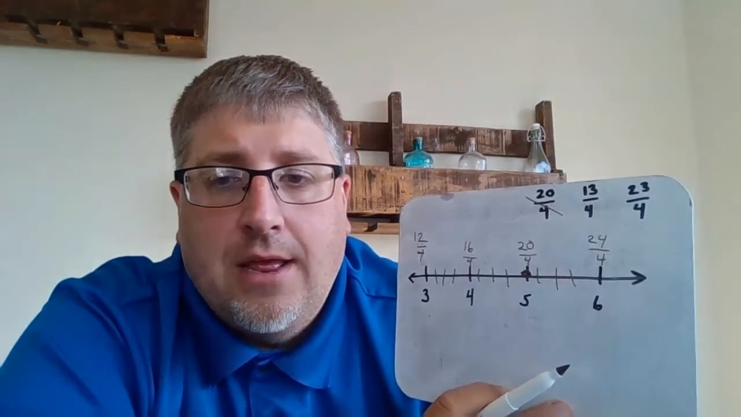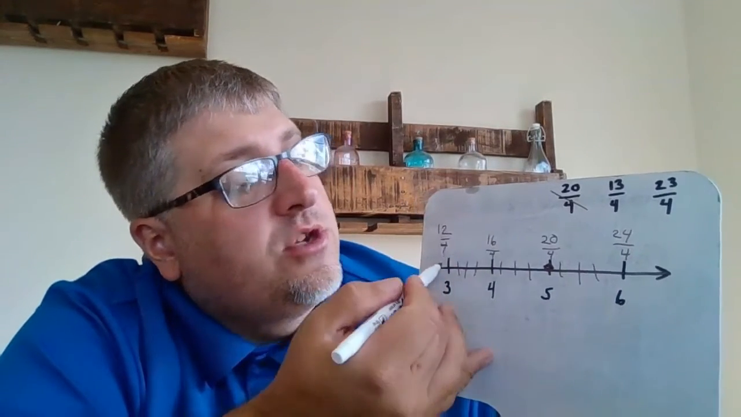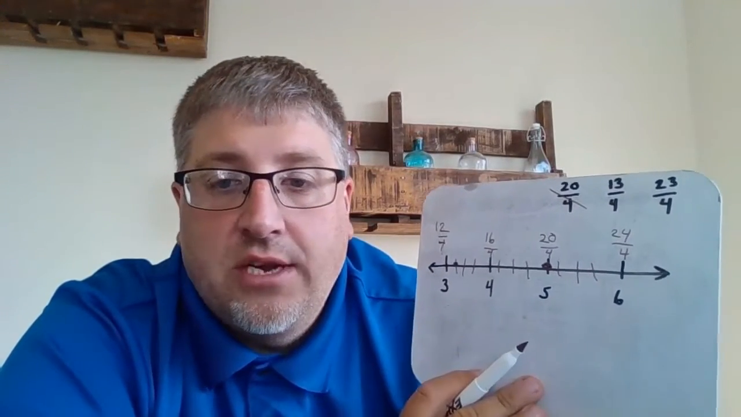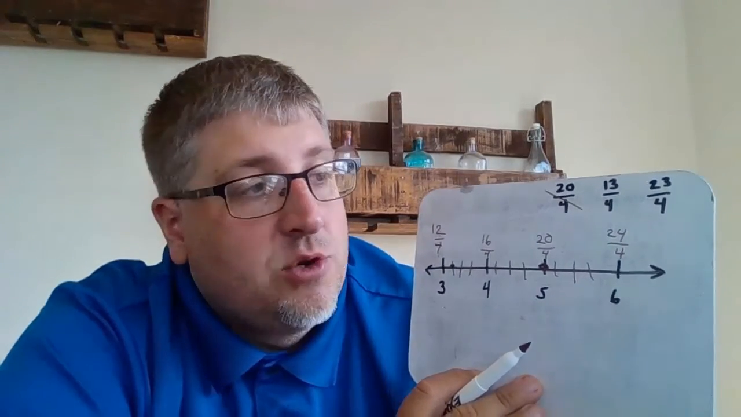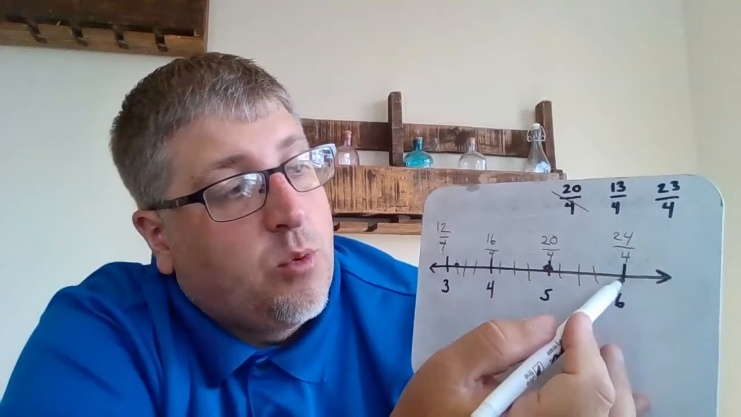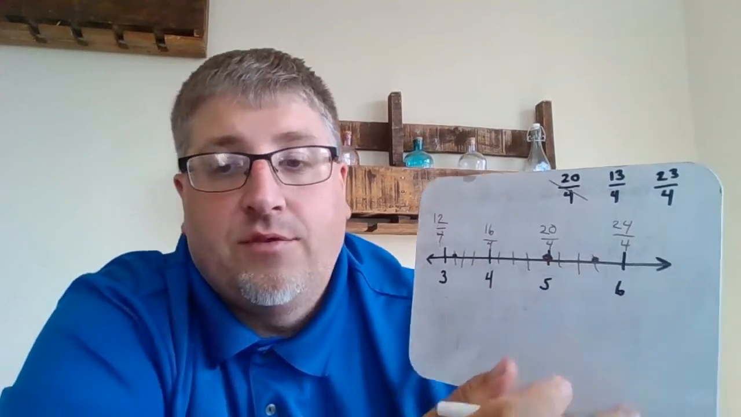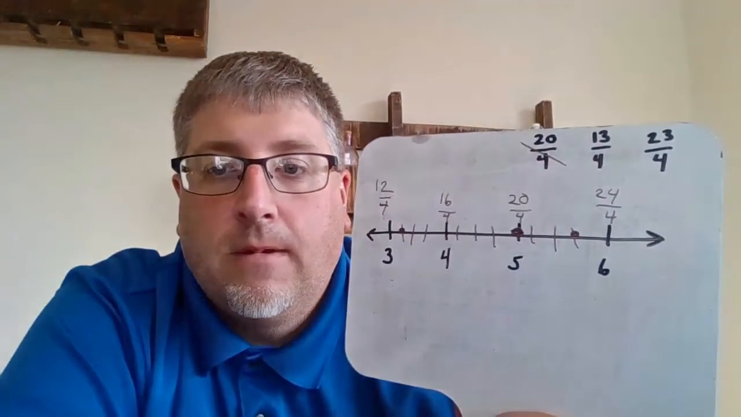Okay. And then 13/4. Well, here's 12. Let's go one more step. That gives us 13/4. Very good. And then 23/4. I can slide all the way over to 24 and just count backwards once. And I have 23/4. Okay?